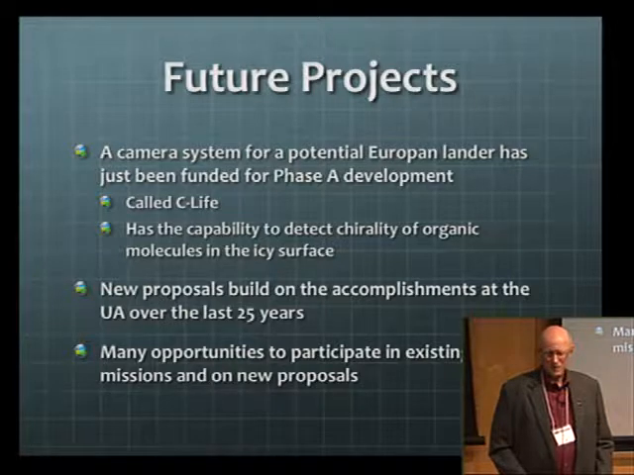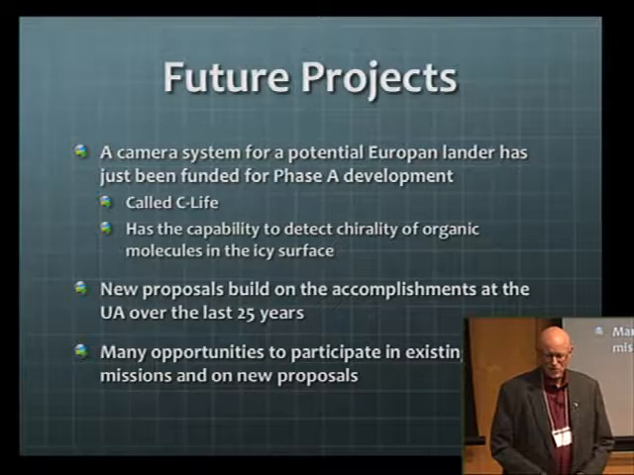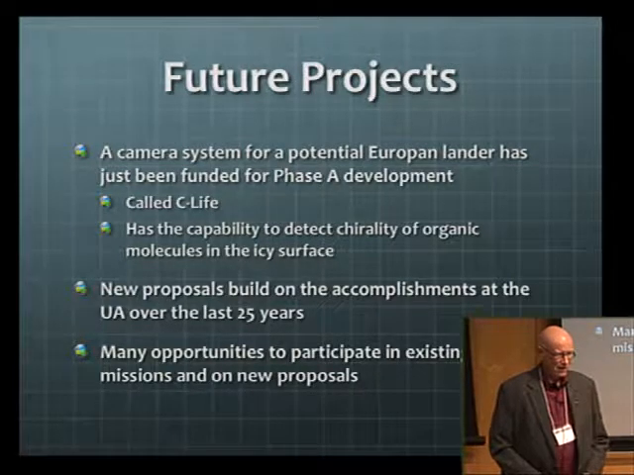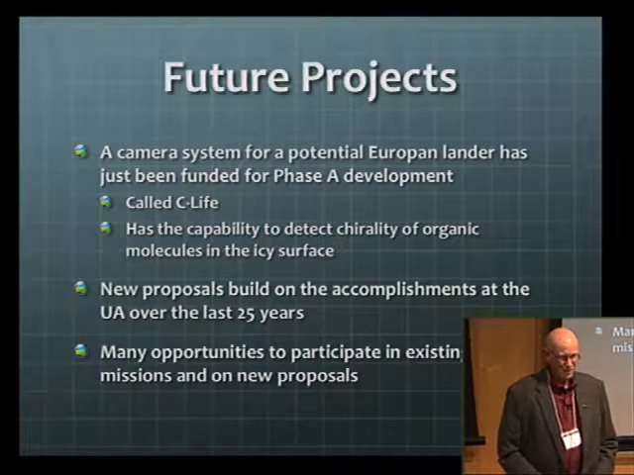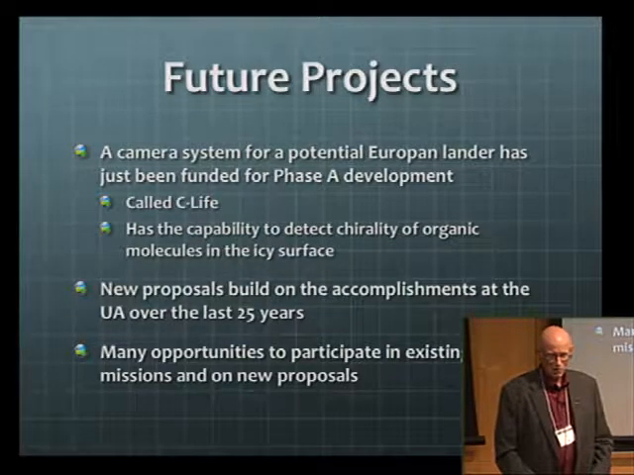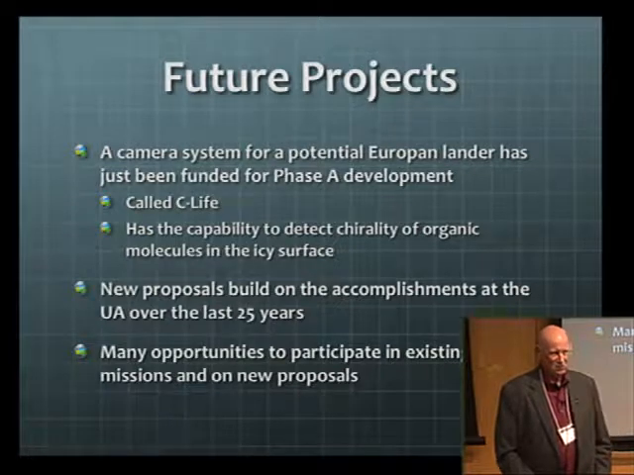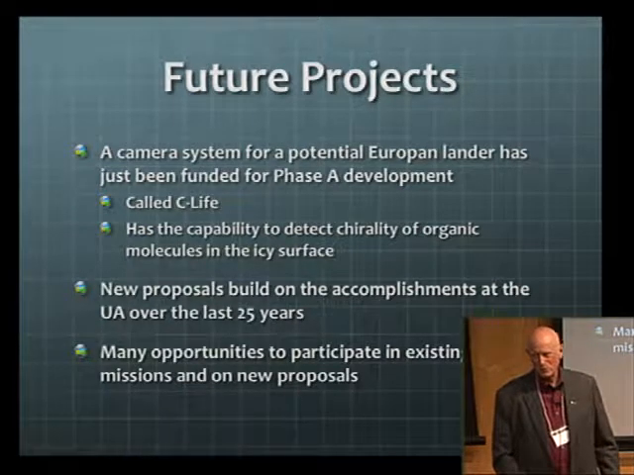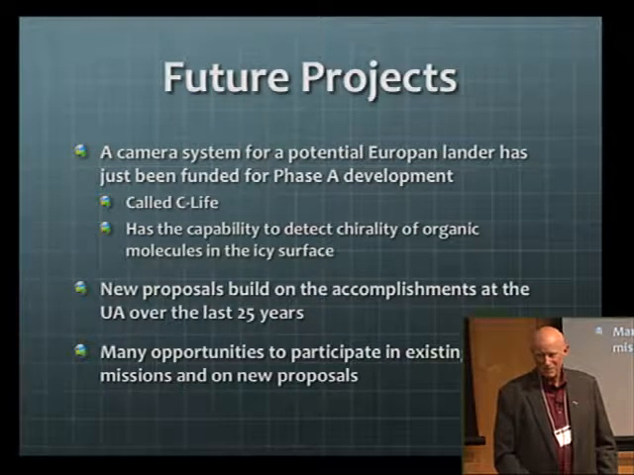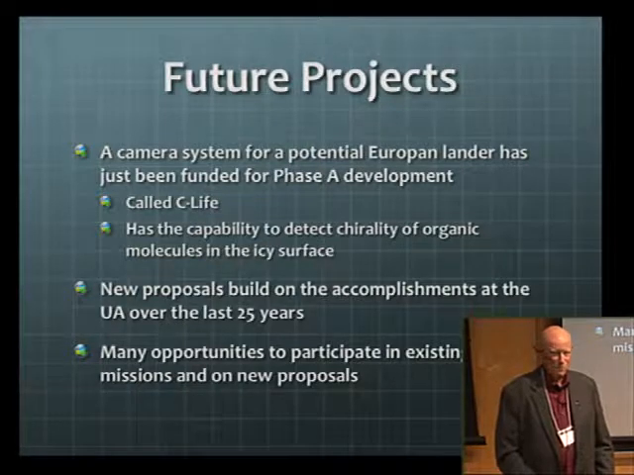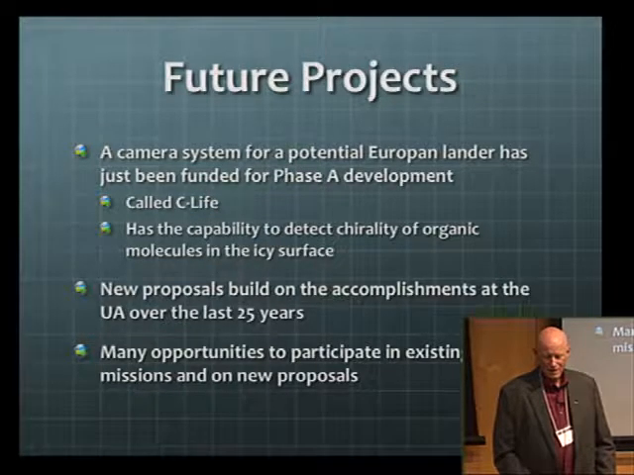We have just found out that we're in a Phase A study. We've gotten a proposal funded, and we're going to try and build a lander camera to land on Europa, the second moon of Jupiter. Now, this is really a challenge because you're in the Jupiter environment, high radiation, so you have to prepare for the radiation.